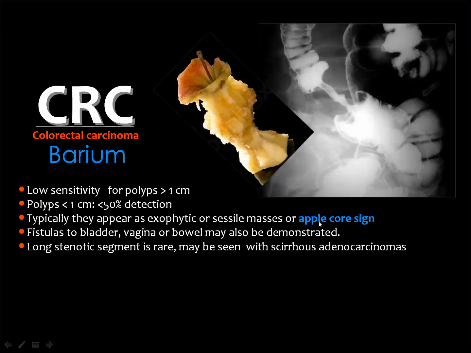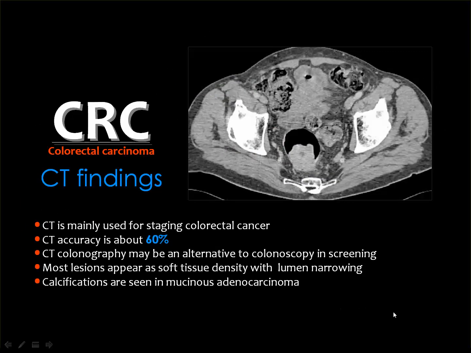Then barium has a low sensitivity for masses which are less than 1 centimeter, and for polyps that are more than 1 centimeter, there is a detection rate in the range of 50%. The masses typically appear as the apple core structure, and the fistulae, as I have mentioned. A long stenotic segment is very rare, but may be seen with the serous adenocarcinoma.